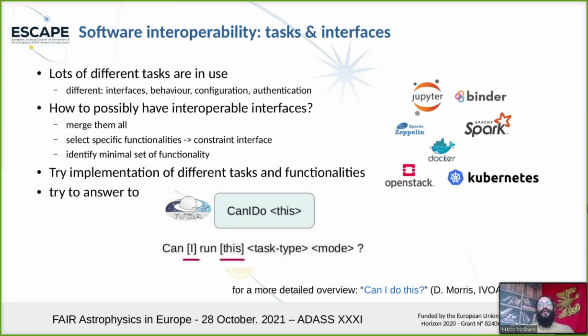And then once you have that in place, try to answer the question: can I run this task type and mode that you have to add there? In a sense, how can I, as an authenticated person, run a task on top of some resources in a mode that can be maybe synchronous or asynchronous or such? I suggest you check the Can I Do This talk that Dave Morris gave at last May's Interop for further details on this part.